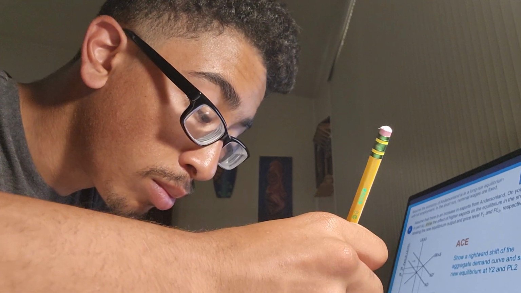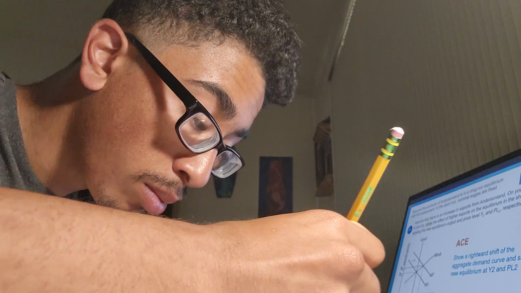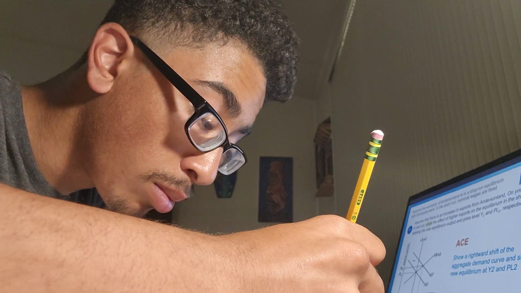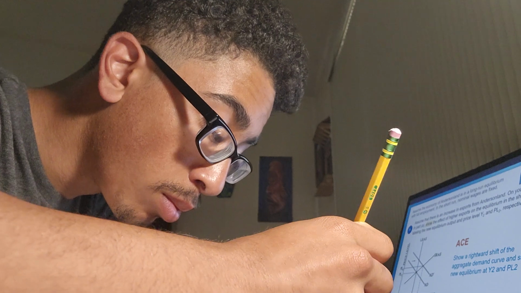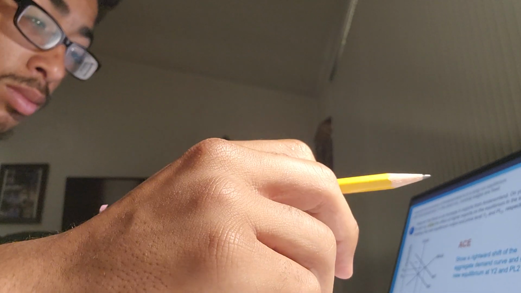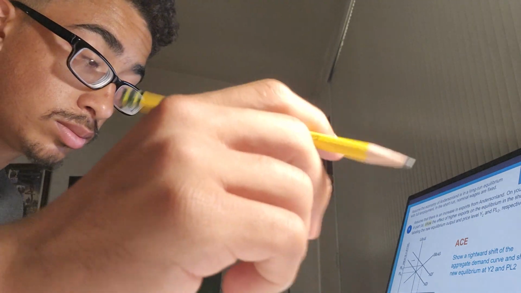So remember, always ace your graph. We're going to show a rightward shift of AD. AD shifts to the right. And as a result of AD shifting to the right, price level goes up, PL2, that's demand pull inflation. Output goes up from Y1 to Y2. So we're operating at an output level beyond full employment. Again, you earn points just by showing that stuff. So follow directions, and you're in good shape. You already have 3 points right now. That's all you've done.